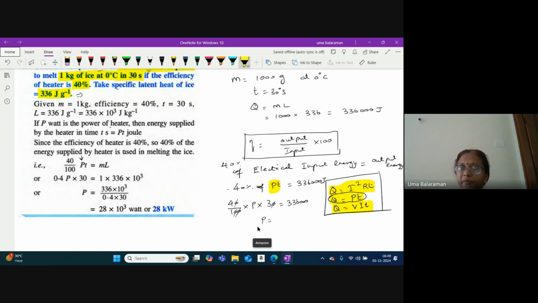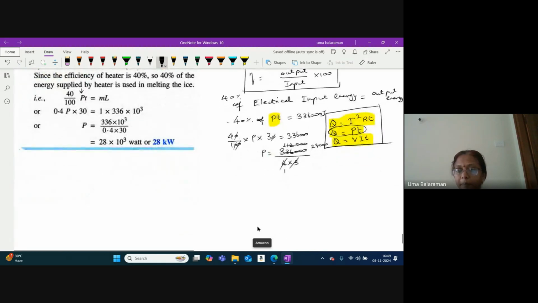If you want, we can revisit this again after the electricity lesson. So P equal to 336000 divided by 4 into 3. Go ahead, cancel. 112,000. Can cancel 4. 2 times 4, 8 times 4, 28,000 watts. Power is 28,000 watts or 28 kilowatt.